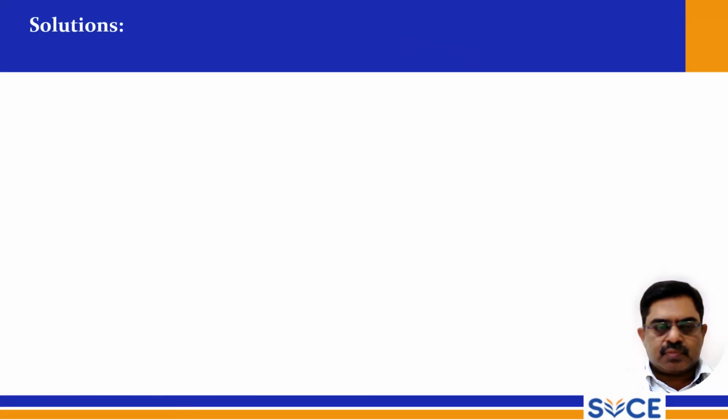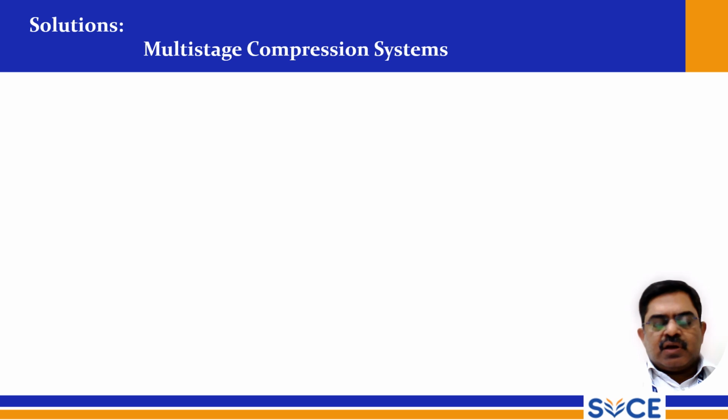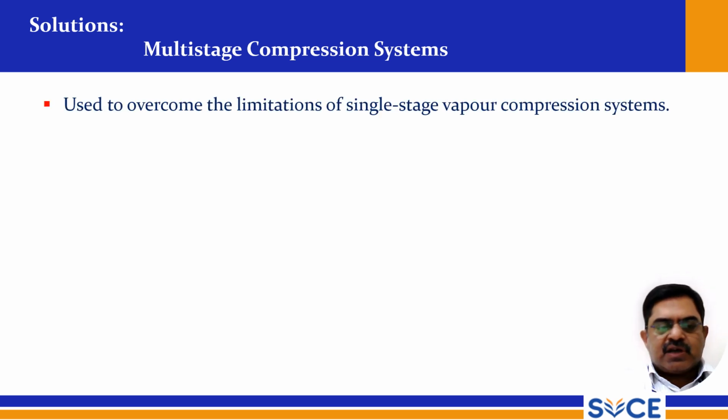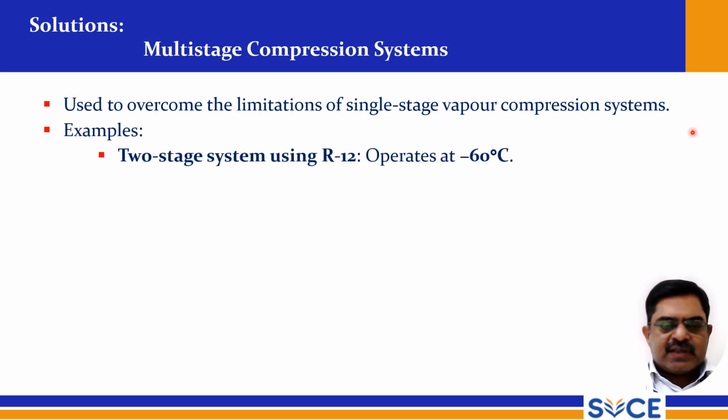Then to provide solutions. These are the limitations. To overcome those limitations, we have multi-stage compression systems. They are also called cascaded systems. These are used to overcome the limitations of single stage vapor compression systems. And these are the examples.